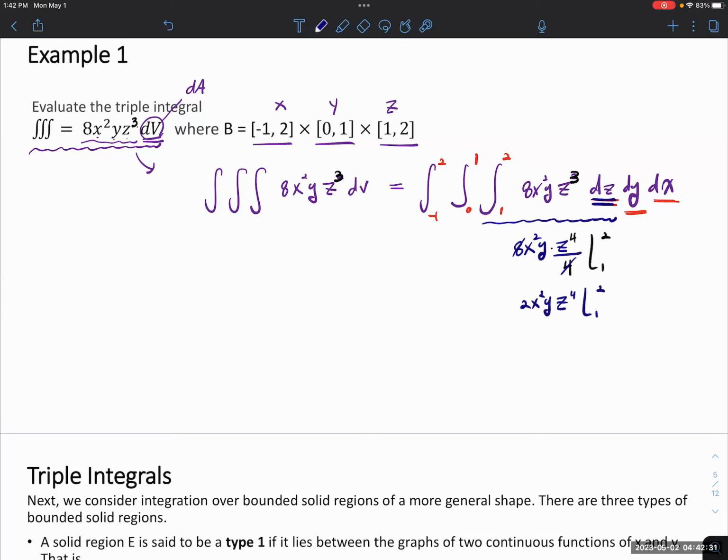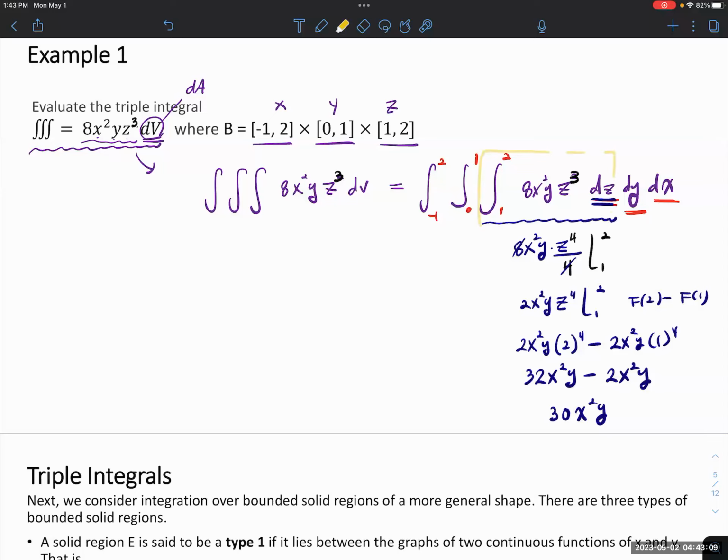So you can simplify. That means f of 2 minus f of 1. You're going to plug in 1 and 2 into the z variable because we are taking the integral with respect to z. So 2x to the second y times 2 to the 4, minus 2x to the second y times 1 to the 4. What are you going to get? 2 to the 4 is 16, right? Times 2 is 32 x to the second y, minus 2x to the second y. So I got 30x to the second y. That's how we finished the inside integral.